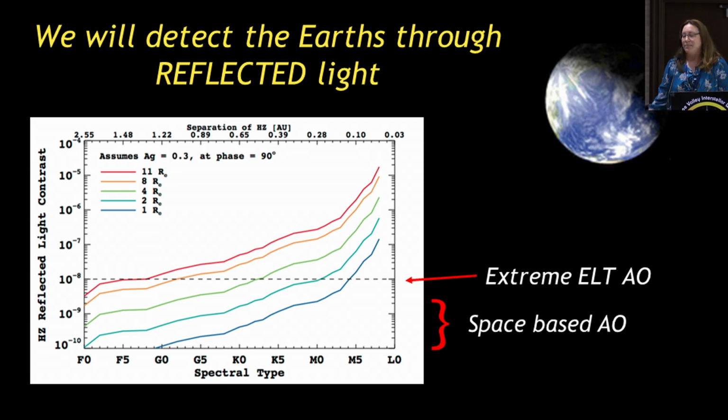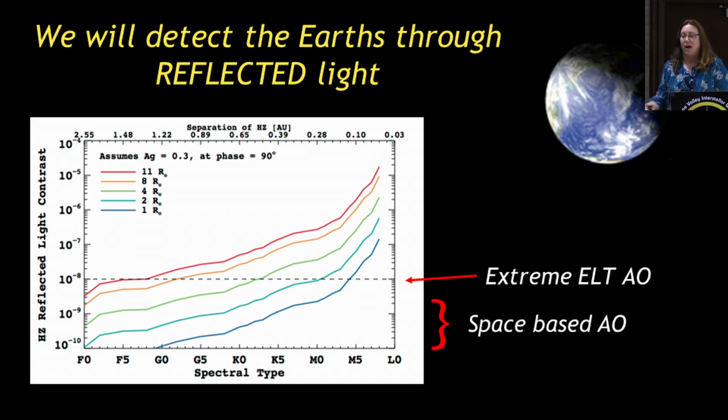And we're going to have to realize that whenever we're looking at Earth mass planets, we're looking at reflected light. The Earth doesn't produce that much light, especially in the optical, on its own. Take away the sun, we're pretty dark. So it's going to have to use reflected light. And based on our calculations, we're not quite there yet, especially from the ground.